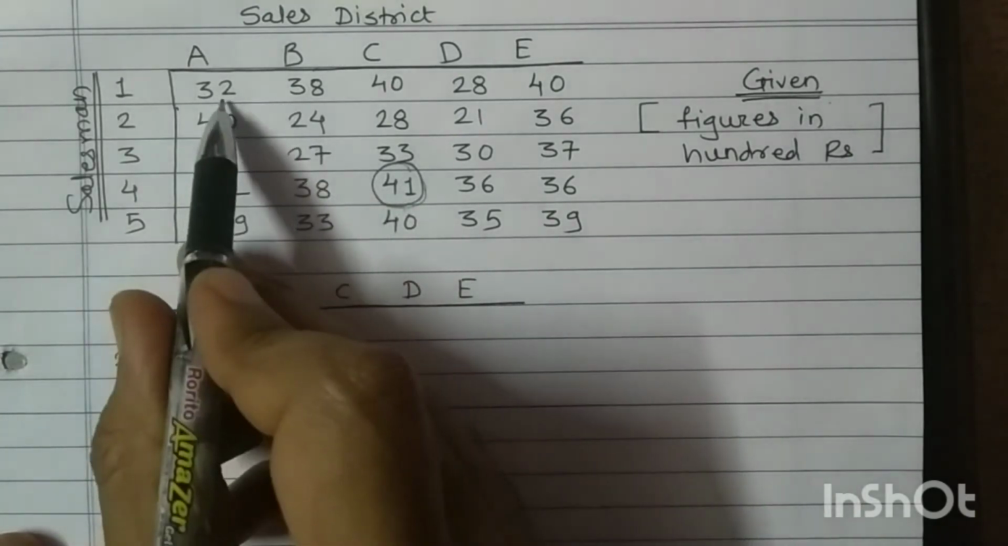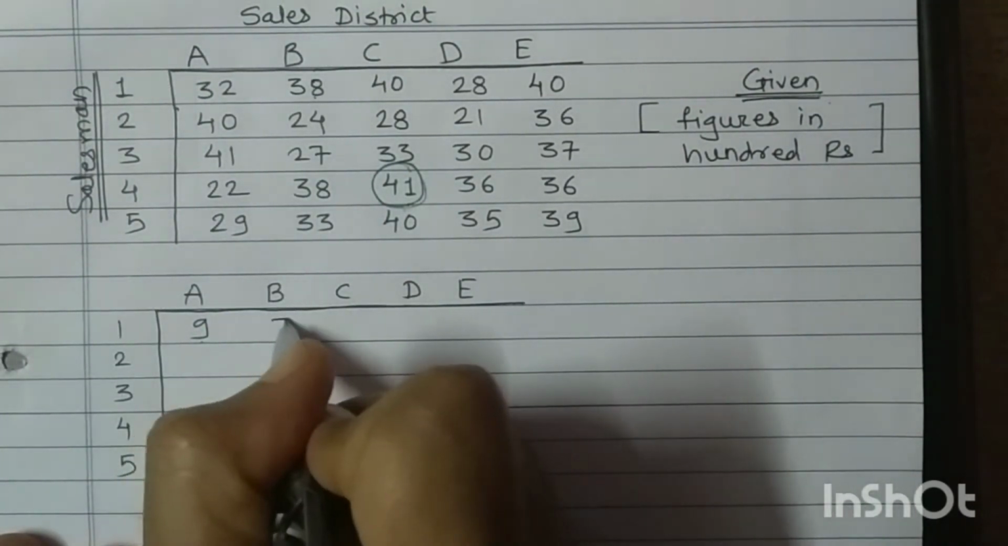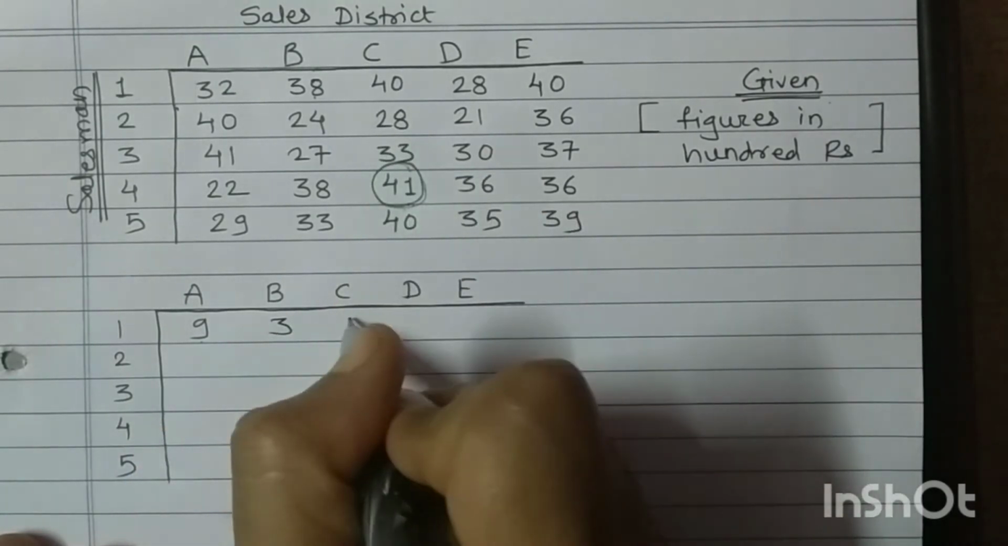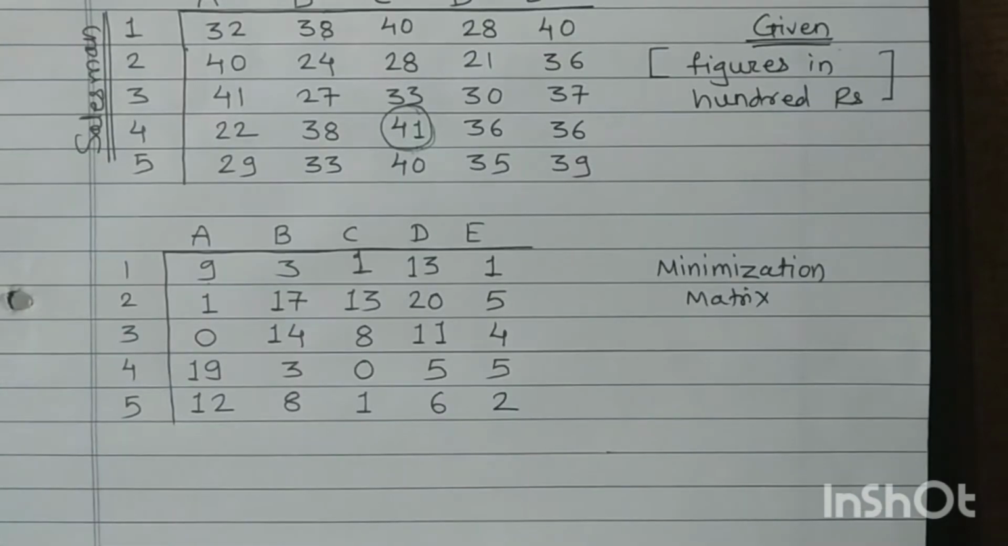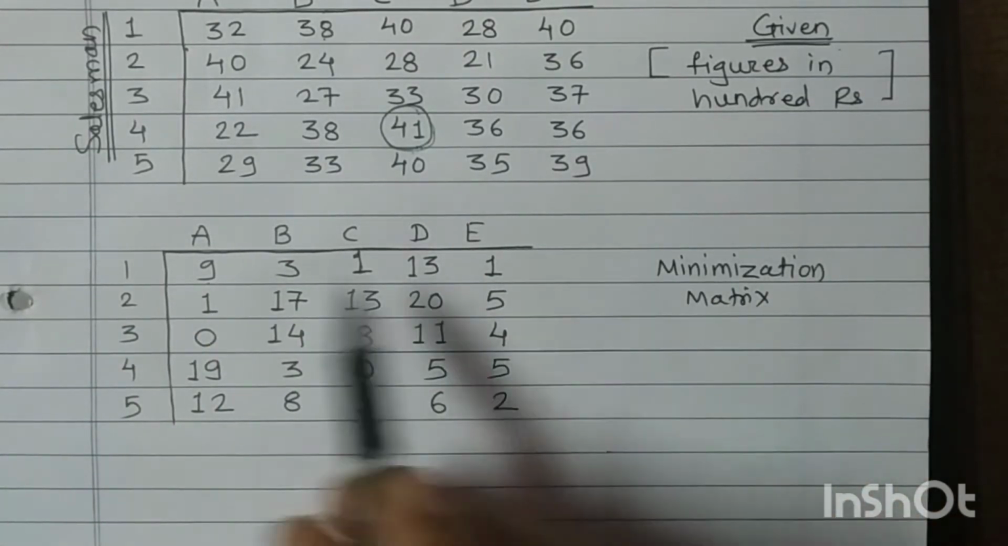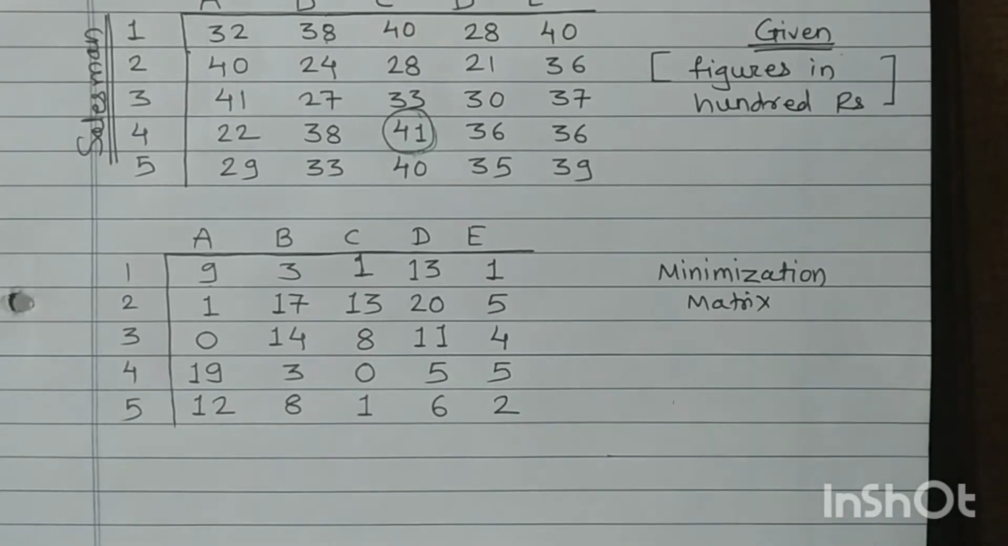So 41 minus 32, that is 9. 41 minus 38 is, yes, 3. 41 minus 40 is 1. Similarly, solve the rest of the matrix. So check these figures. We are getting this matrix as the minimization matrix. This is also called the opportunity loss matrix or opportunity cost matrix.